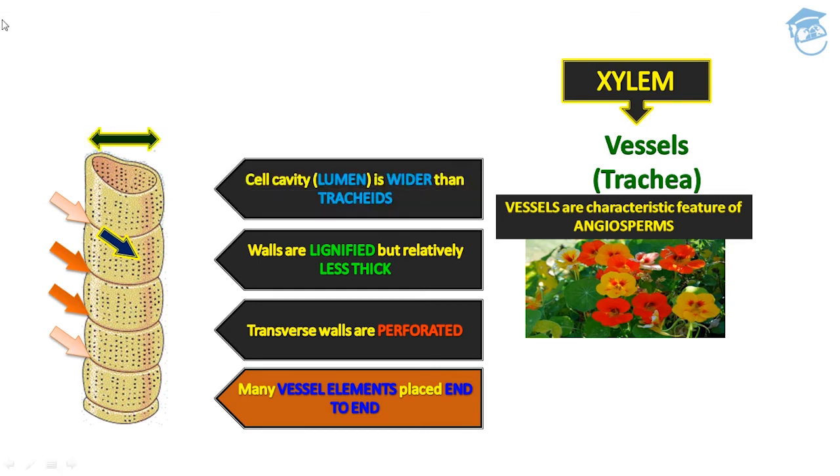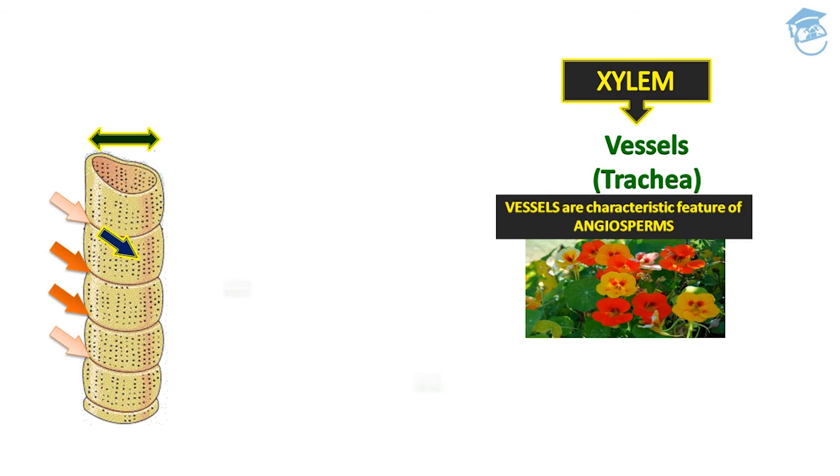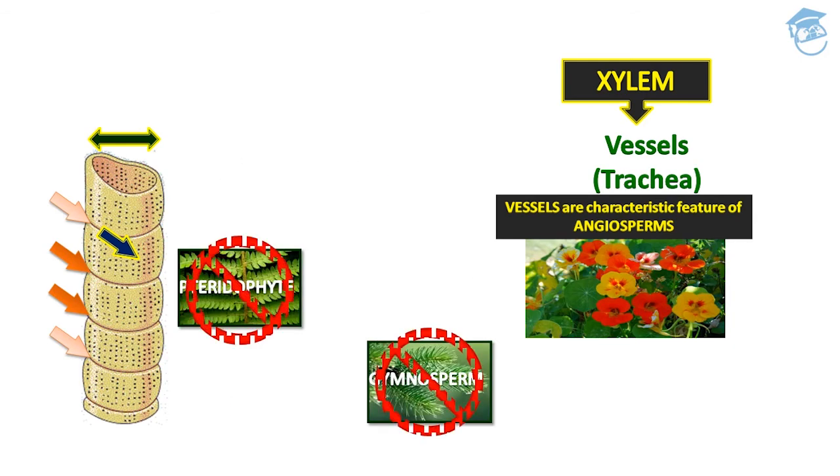Then we'll talk about the lumen, which is also called the cell cavity. This cell cavity is wider than in tracheids. So that's the difference you can see. Vessels are not found in pteridophytes and gymnosperms, unlike tracheids, which are found in pteridophytes and gymnosperms.